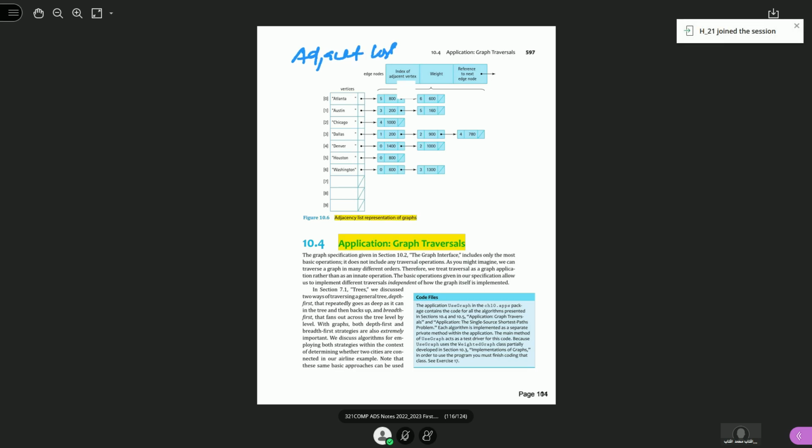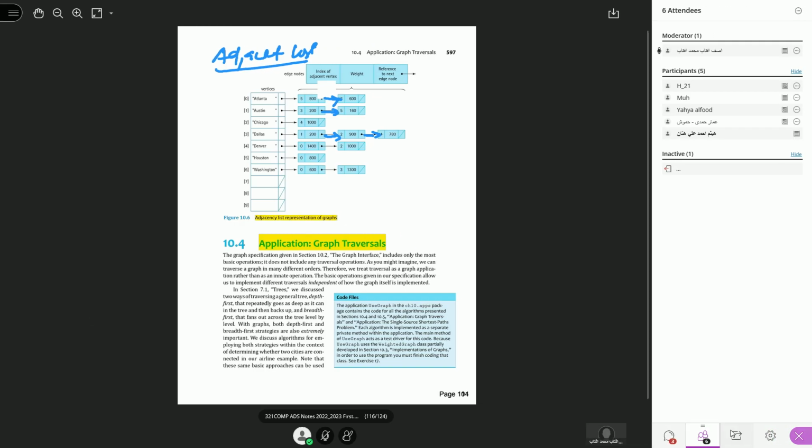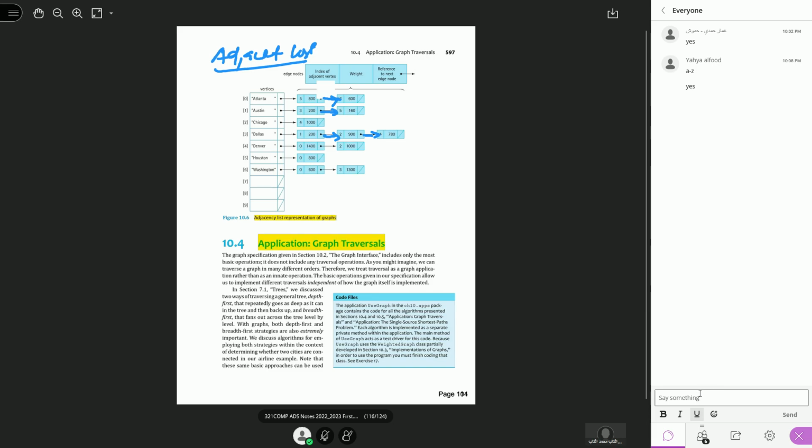So in the adjacent list, nothing much you have to do. If there is a path from Atlanta to 800, 800 means 5, and 5 is Houston. Then you have to add the others also, like this. If there is a path from A to B and A to C, A to D, then you write A to B, then C, then D, like this. You will make an adjacent list. Understand this? That is the adjacent list method, the second method, after the adjacent matrix.